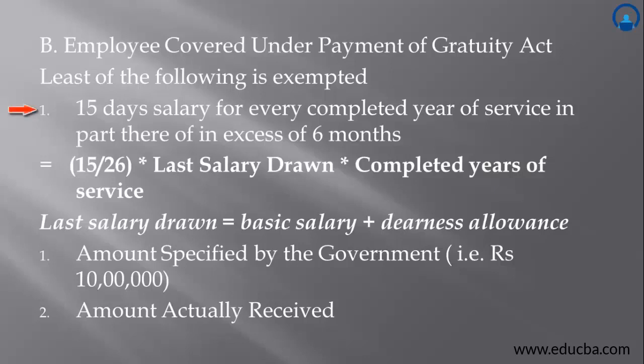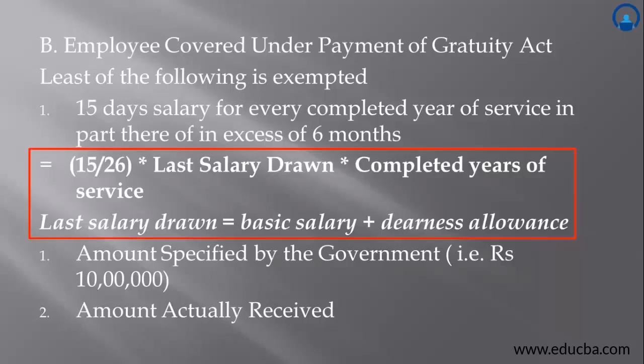The number one condition says 15 days salary for every completed year of service, or part thereof in excess of 6 months. To put it in simple words, I will get 15 days salary for every completed year of my service, and part in excess of 6 months. Means if I've completed 10 years and 8 months, then I will be getting salary for 15 days for 11 years. The reason being, since it is in excess of 6 months, 10 years and 8 months will be considered as 11 years.